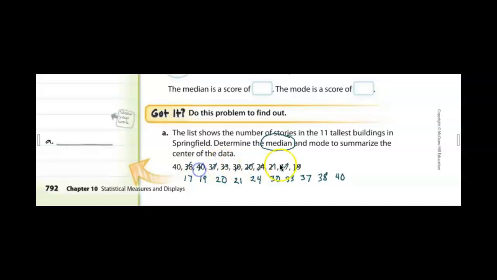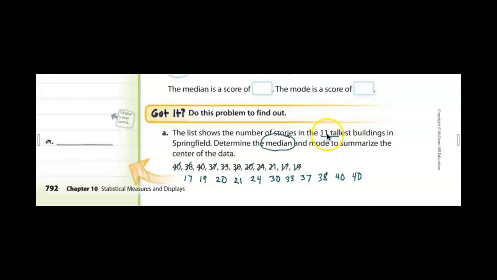So I'm going to cross out the 40, then I'm going to write a second 40. It's very easy to make that mistake. Want to make sure we do this one at a time. Now I'm going to double check that I have the correct number. I'm supposed to have 11 pieces of data. 1, 2, 3, 4, 5, 6, 7, 8, 9, 10, 11. That's correct.